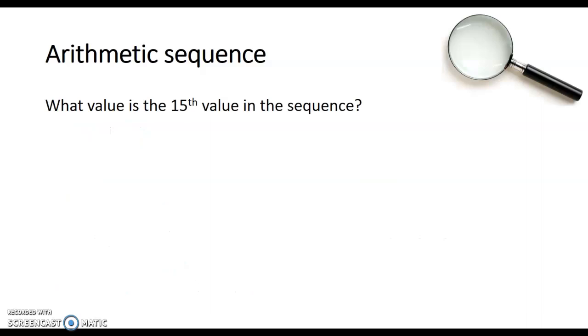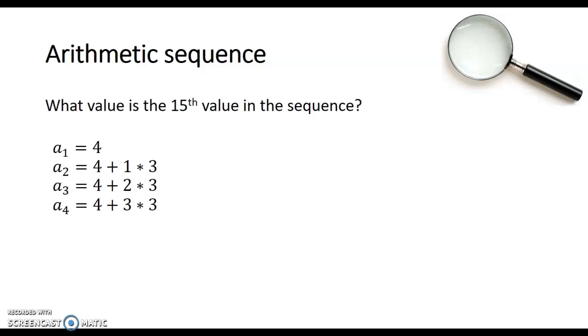Now let's say my question is, what is the 15th value in a sequence? We knew already how to get to the first four ones. And now what you should notice is this section in here. The number 4 is the first one, always the same. How much is added every time, the number 3, is the same every time. What is changing is how many times we add it. In the second one we added 1 time, third one 2 times, fourth one 3 times.